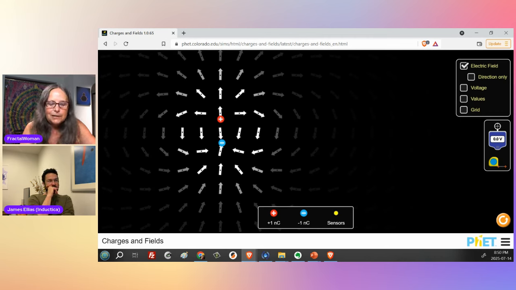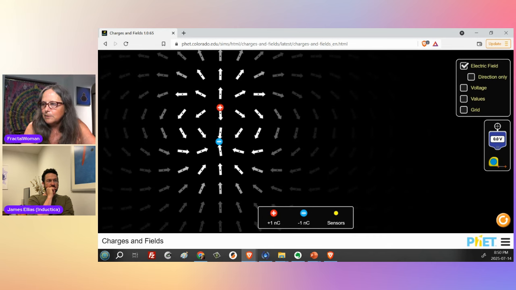And so the divergence of the field is not equal to 0 because you have divergence here and convergence here. Maybe I'll put this further away. So you have divergence here and you have convergence here. All the arrows are pointing in, all the arrows are pointing out.